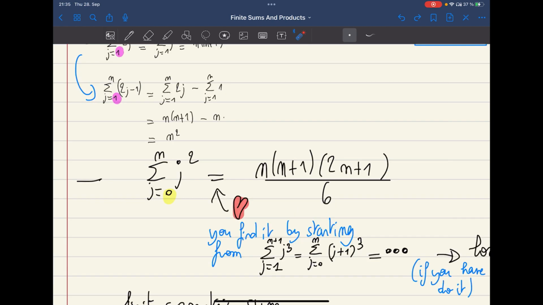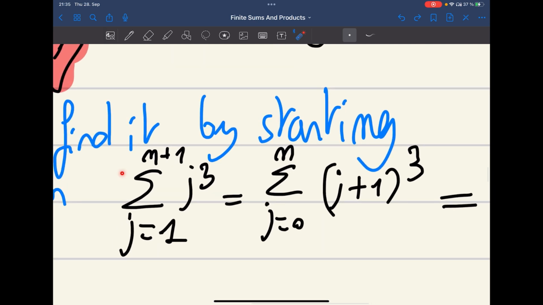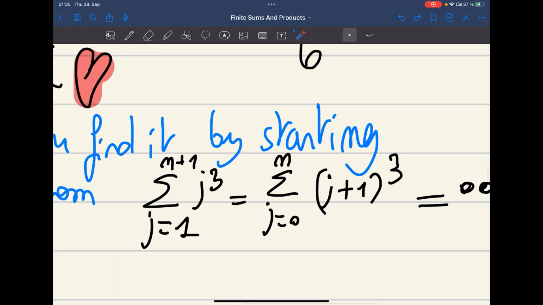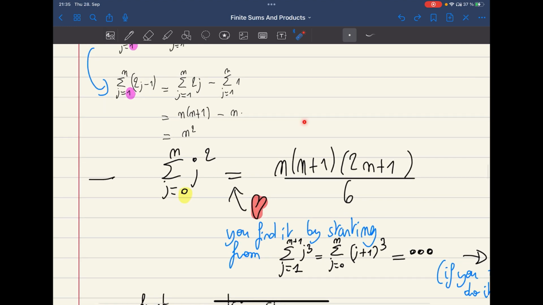In the second group, we have one formula. You have to learn it by heart because it's really too long to find back in an exam. To find it, you start from this, then you make an index change, and you get that. Then you can develop it with the binomial coefficients and everything. But this is long. You can do it if you have some time right now, but if not, just skip it and learn this by heart because it's really long to find back.